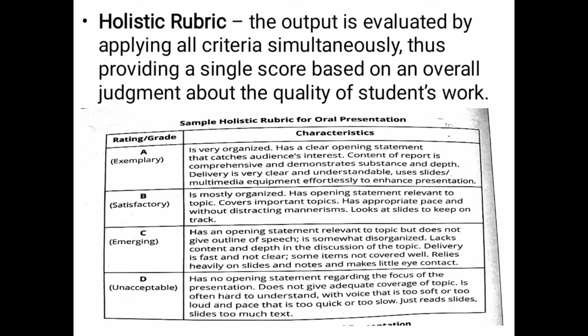For example, a rubric for problem-solving activities which entails scoring the student's overall ability to solve a particular problem or issue, and a rubric for creative work, example painting, which gives an overall score for the student's creativity and skill. So the attached photo is an example of a holistic rubric.